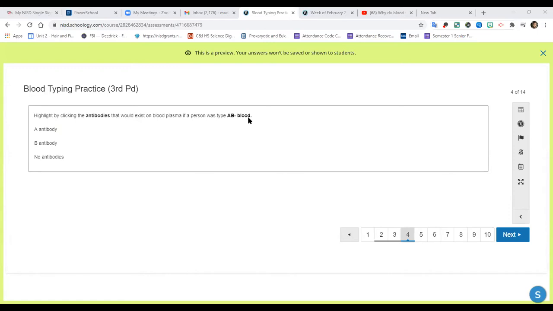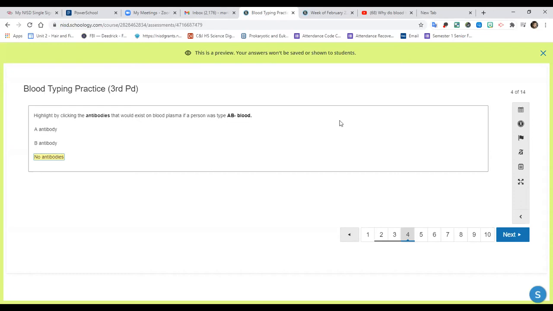So here it's AB though. So what antibodies does it have? If it has both, it would have no antibodies. Very good. Even if it had A antibody, it would attack it. If it had B antibody, it would attack it. So your blood, it doesn't make sense for it to attack its own blood. You know what I mean? So think of it like that.